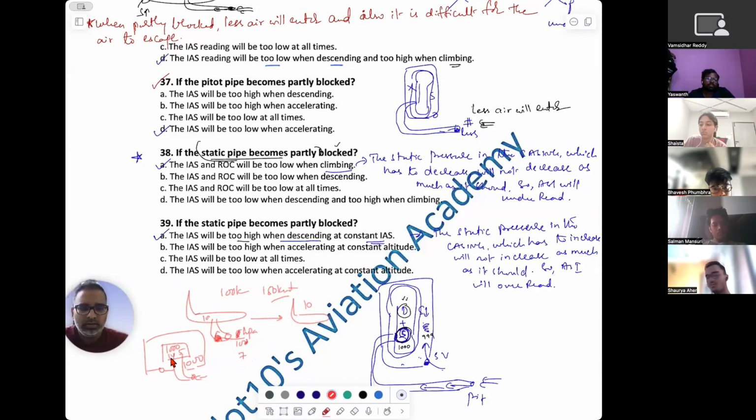So now what will be inside? Instead of 1010, it's only 1007. 1000 plus, instead of 5, it is 7. It should be 10, but it is 7. So instead of showing 150, how much it will show? 125. 125. So accelerating, it will read less. Where is it here? 37. Indicated it will be too low while accelerating. As simple as that. Right?